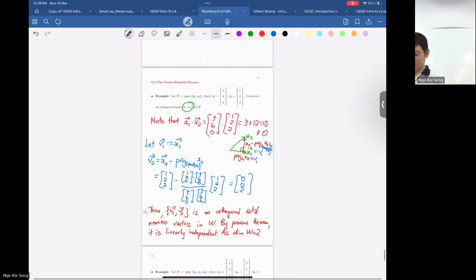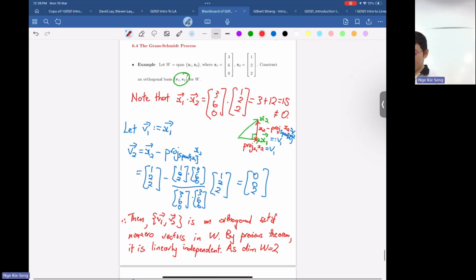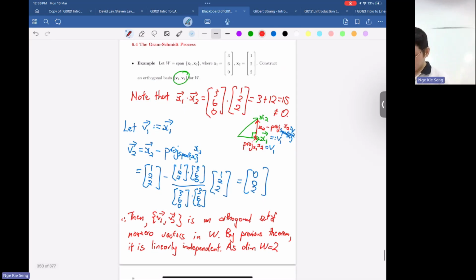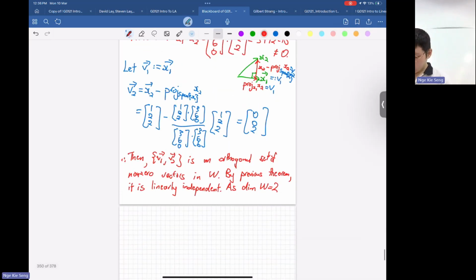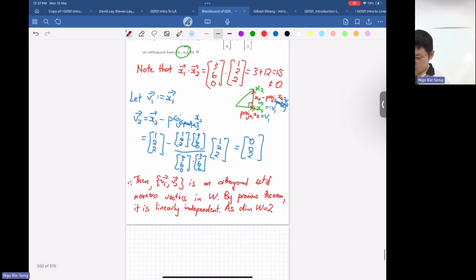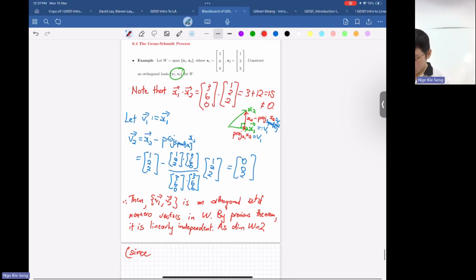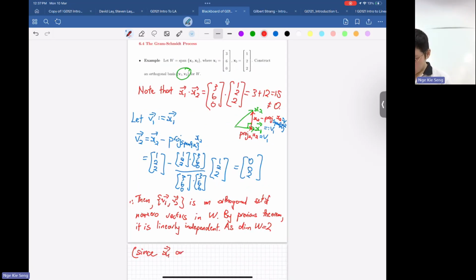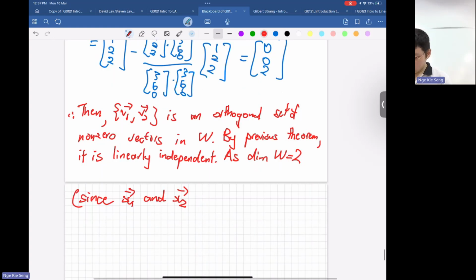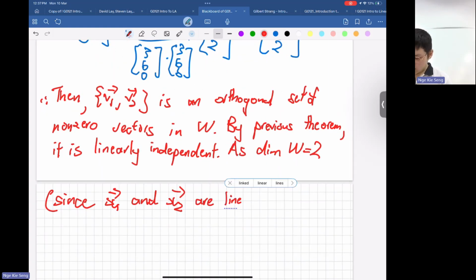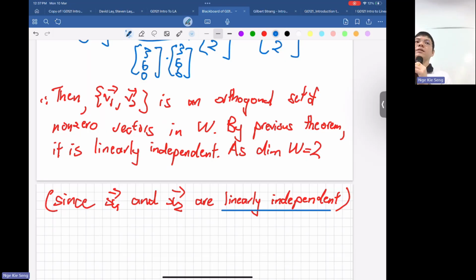Do we know this or not? Actually, in principle, we have to check. Let me write down what I say: the dimension of W is equal to 2, since we check that x1 and x2 are linearly independent. If you question this, do you know how to check whether two vectors are linearly independent? How to check?